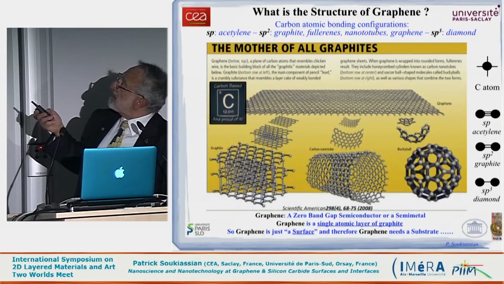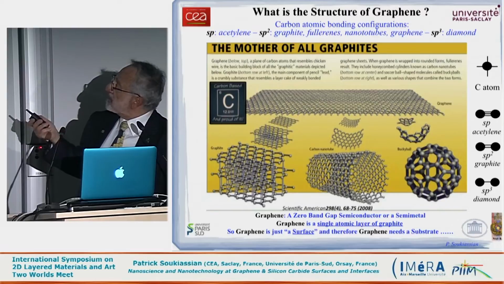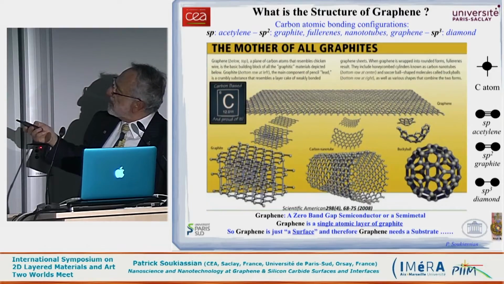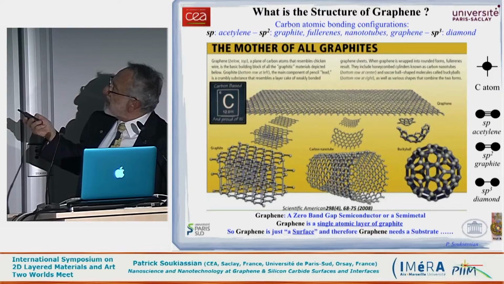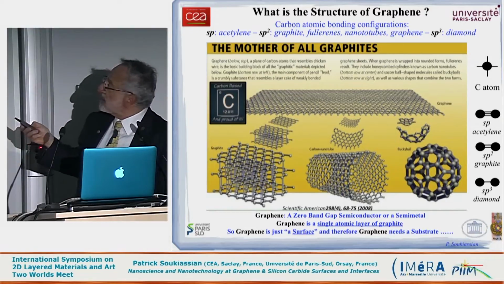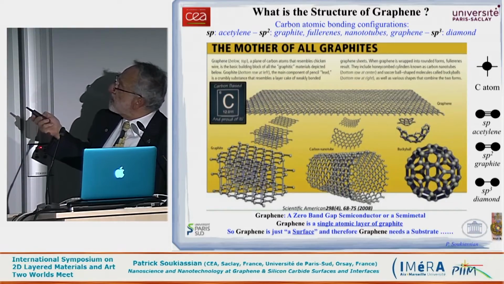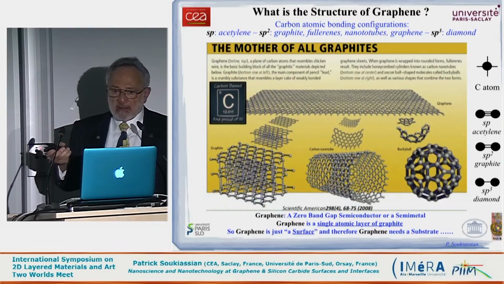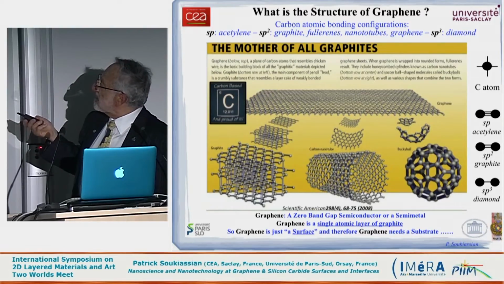Now, what is the structure of graphene? You have many types of carbon single layers. You have the fullerene, you have the nanotube, and then you have graphite, and graphene is just a single sheet, a single atomic layer of graphite. Graphene is a zero bandgap semiconductor, so it's a semi-metal. It is just a surface, and therefore it needs a substrate.